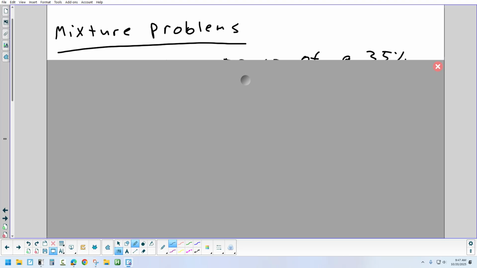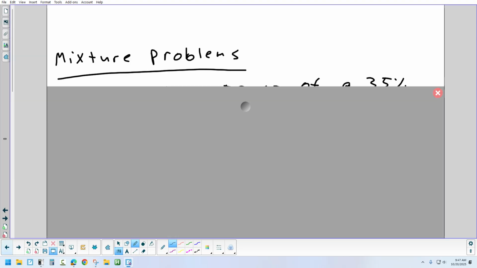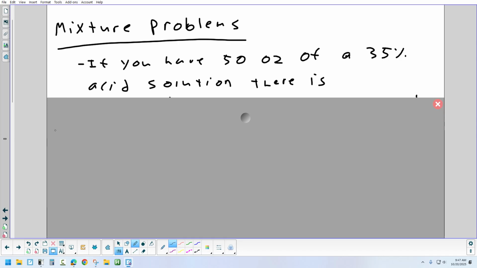Okay, so last problem. This is going to be a mixture problem. When we're given a mixture, basically it's going to have a concentration to it. So when you have a chemical, if it's 100%, then what you have is just that chemical. If it's 50%, then maybe your mixture is 50% chemical, 50% water. It's not all the chemical.